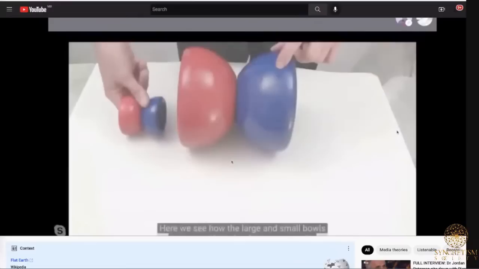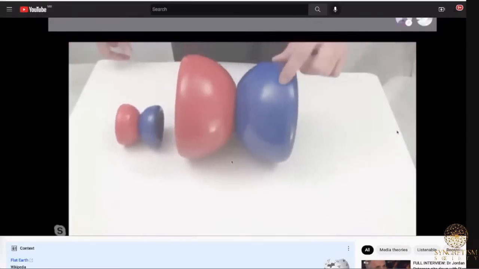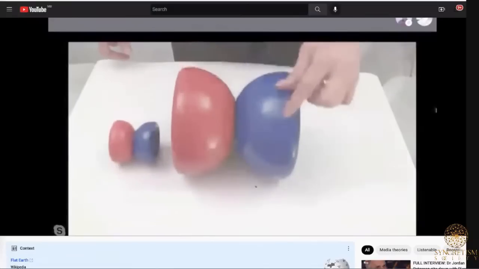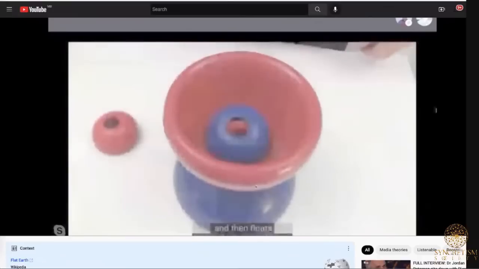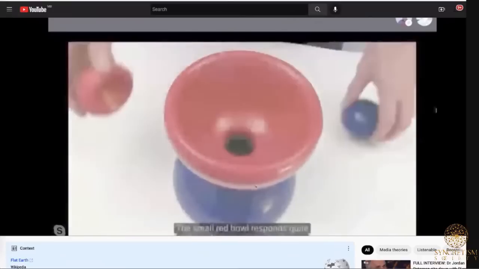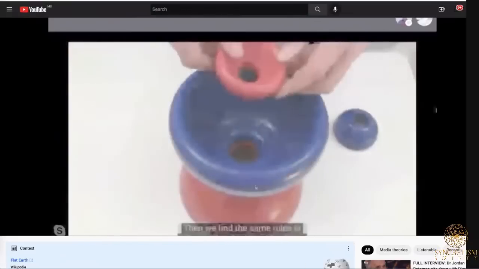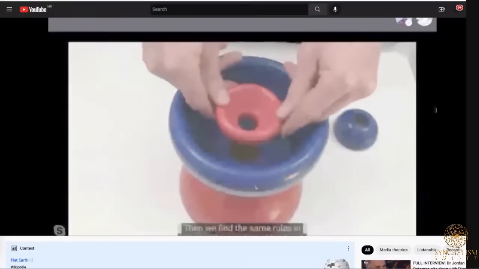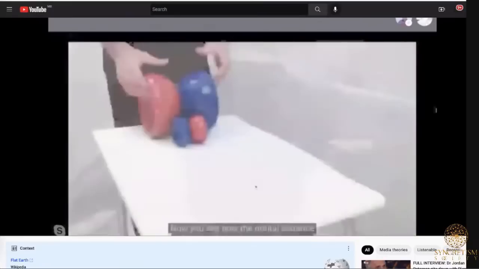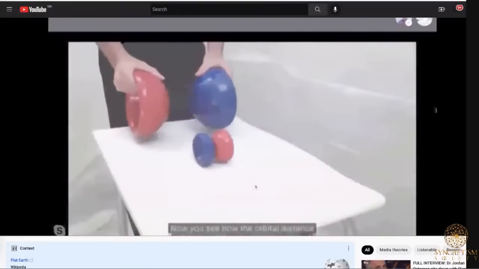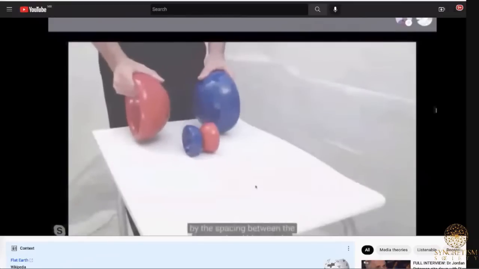Here we see how the large and small balls interact with each other magnetically. Notice how the small blue ball is forced to flip over and then floats within the large red ball. The small red ball responds quite differently, as you can clearly see. Then we find the same rules in effect within the large blue ball. Now you see how the orbital distance of the small hole set is determined by the spacing between the large red and blue balls. Wow.